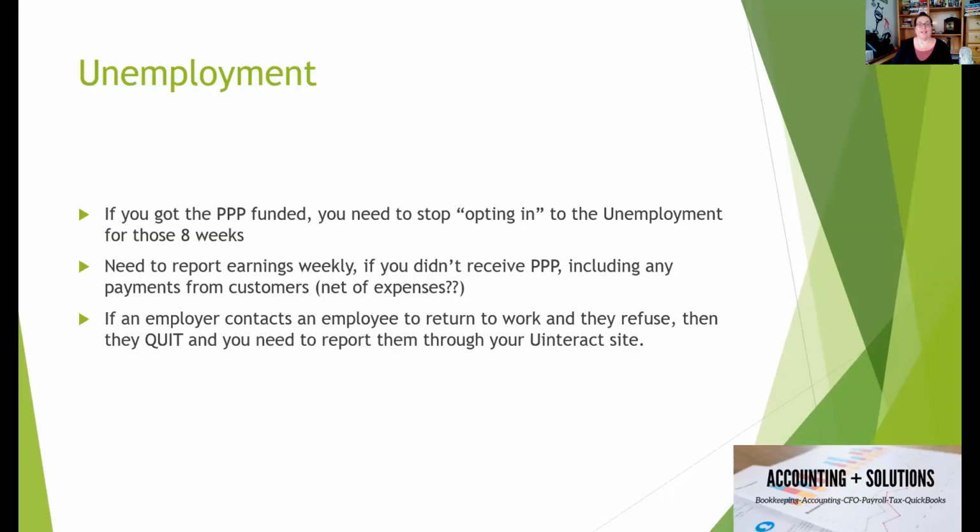Other issues that have come up: how does a self-employed person continue to opt in by reporting income? If they earned some money during that week, maybe it was less, you need to include any money, the payments the customers have sent to you. You need to report that to unemployment. This is if you didn't get the PPP money. If you didn't get the PPP money and you're still collecting unemployment as a self-employed person, you still need to report what earnings you have had that week.